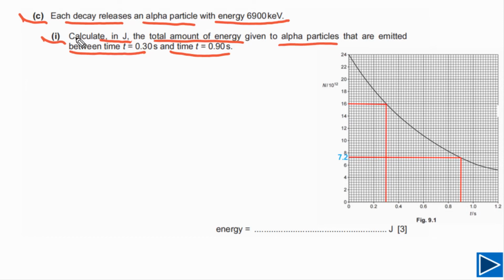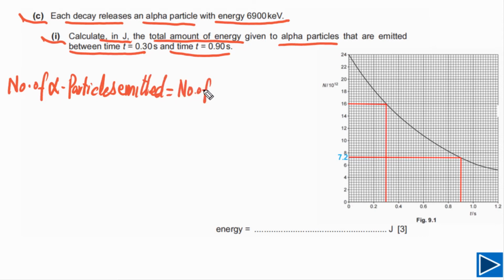So the first thing we need to understand, it is given to us that number of alpha particles emitted is equal to number of decays. Or simply we can say it is equal to number of polonium nuclei decayed. So this is a very important point.